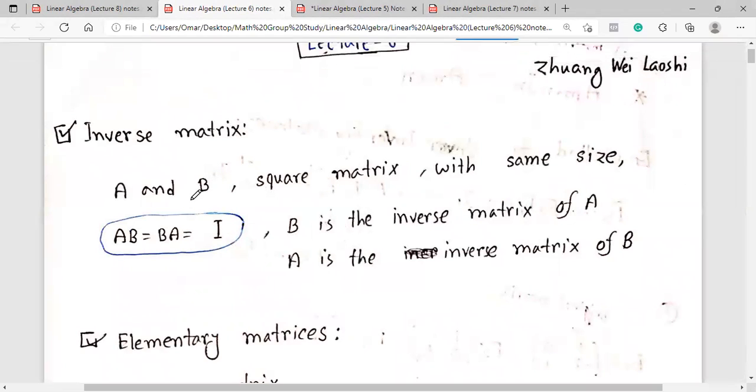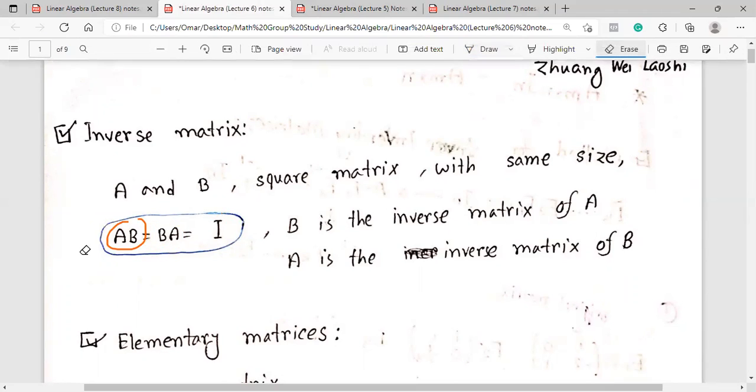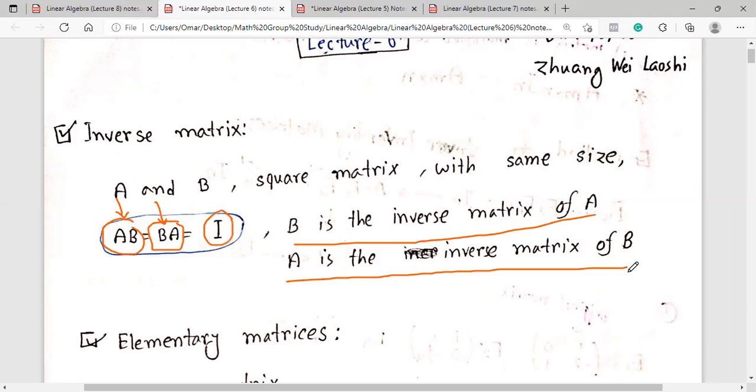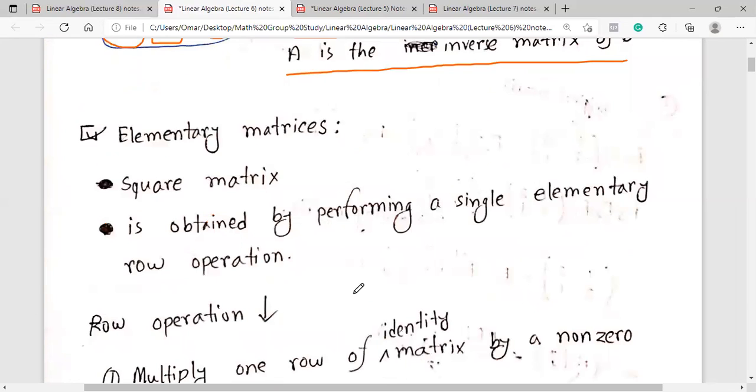A and B are square matrices with the same size. Then AB is equal to BA is equal to I. So B is the inverse matrix of A, and A is the inverse matrix of B. That means if I multiply A by B, and I also multiply B by A, and their result is the same and is the identity matrix, then we can say that B is the inverse matrix of A and A is the inverse matrix of B. Okay, so let's see some example.